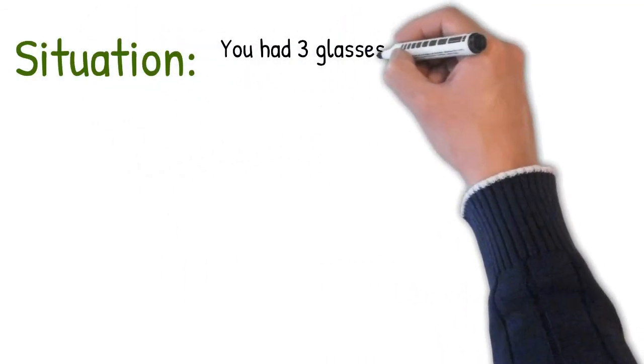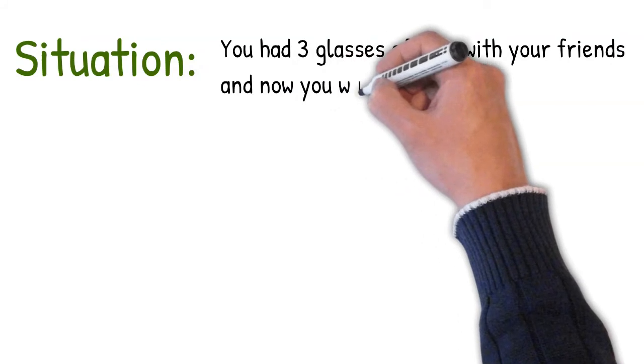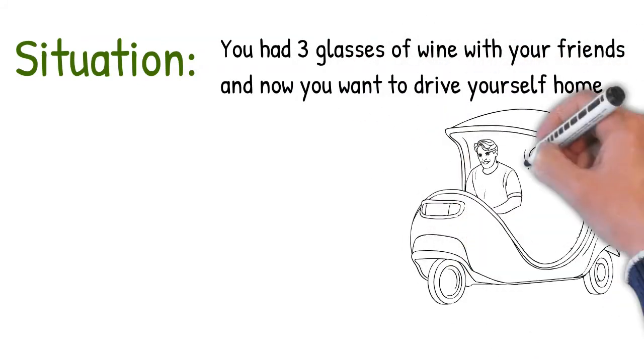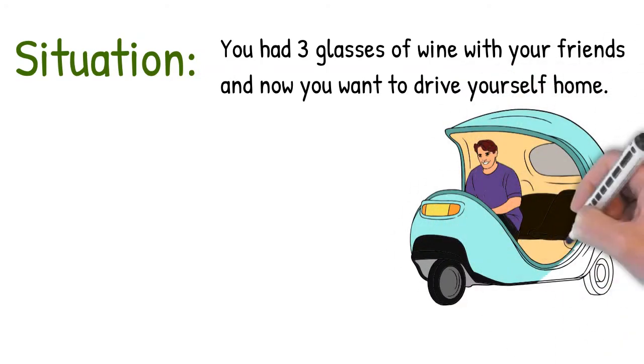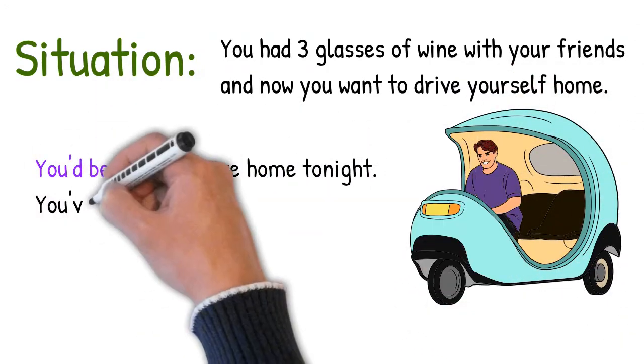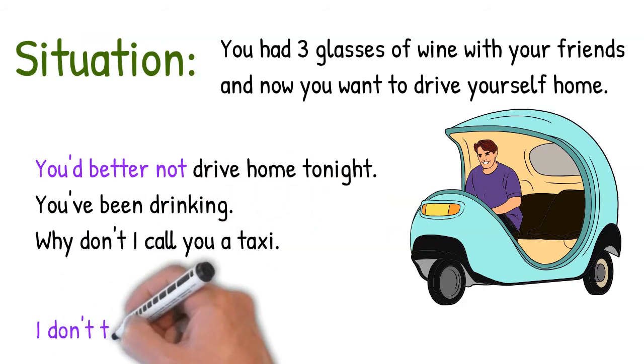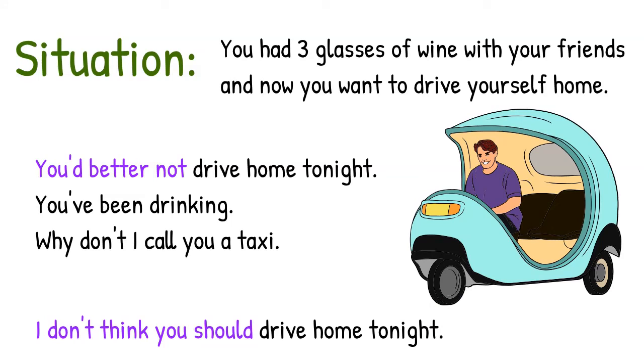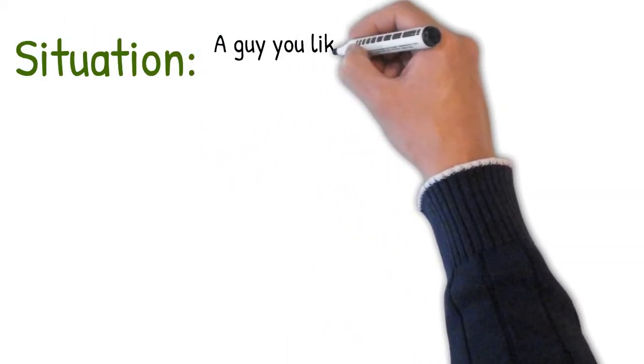Okay, now let's look at a situation where you would give this kind of a weaker warning. You had three glasses of wine with your friends, and now you want to drive yourself home. Your friend says, "You'd better not drive home tonight. You've been drinking. Why don't I call you a taxi?" Or you could say, "I don't think you should drive home tonight." That one's softer. So the tone is important. If you want to really warn them, like, come on, you know better, or more like a suggestion that is a warning.